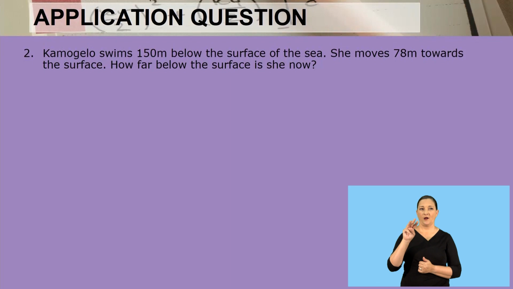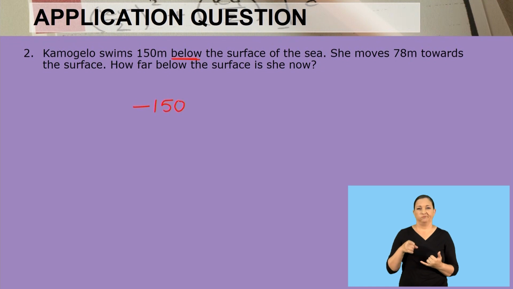Kamogelo swims 150 meters below the surface of the sea. She moves 78 meters towards the surface. How far below the surface is she now? Because Kamogelo is below, swimming underneath the water, we indicate that below with a negative. So she is currently at negative 150 meters.